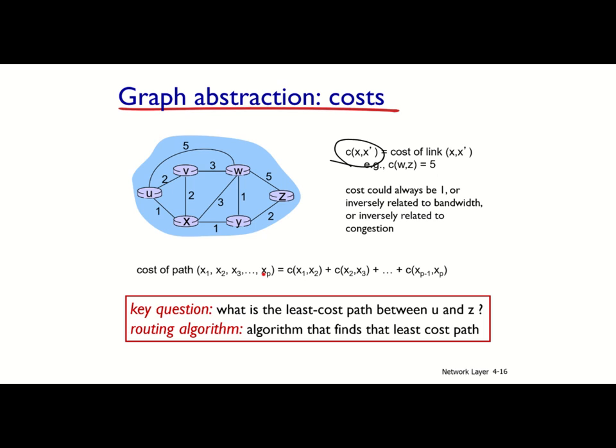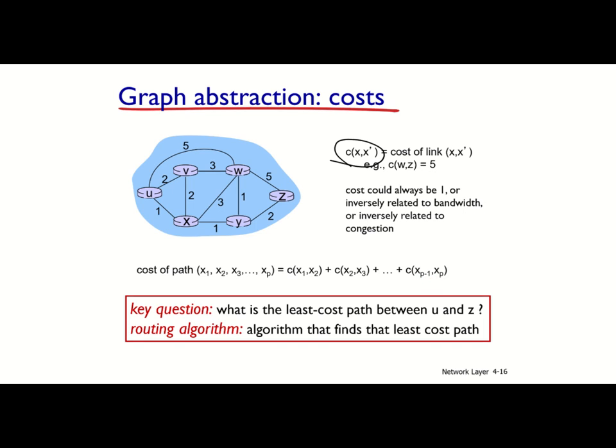Therefore, when you want to find the cost of a path, you have to add the cost of all the links that participate in that path. So in this example, you have to add C of x1 and x2, plus C of x2 and x3, plus all other costs up to C of x sub p minus 1 and x sub p.